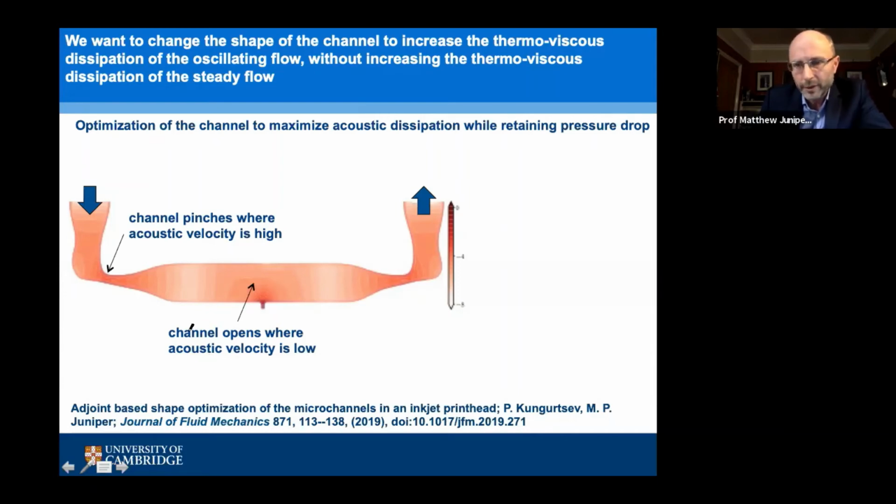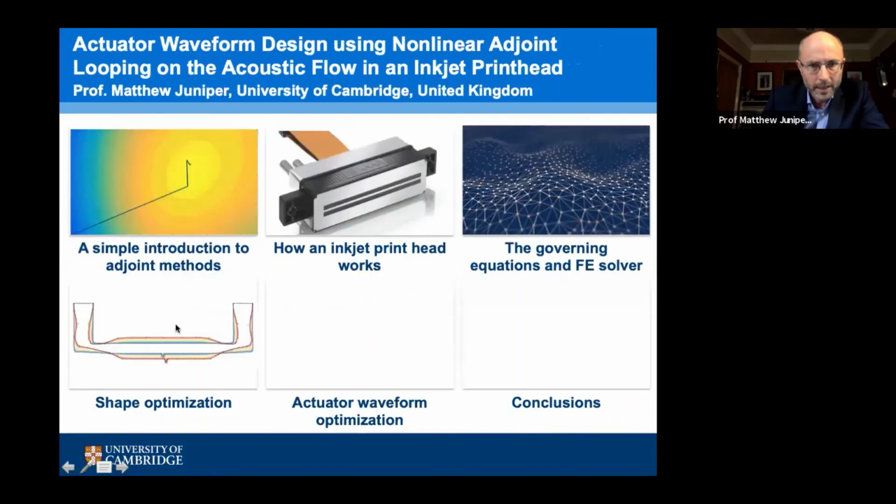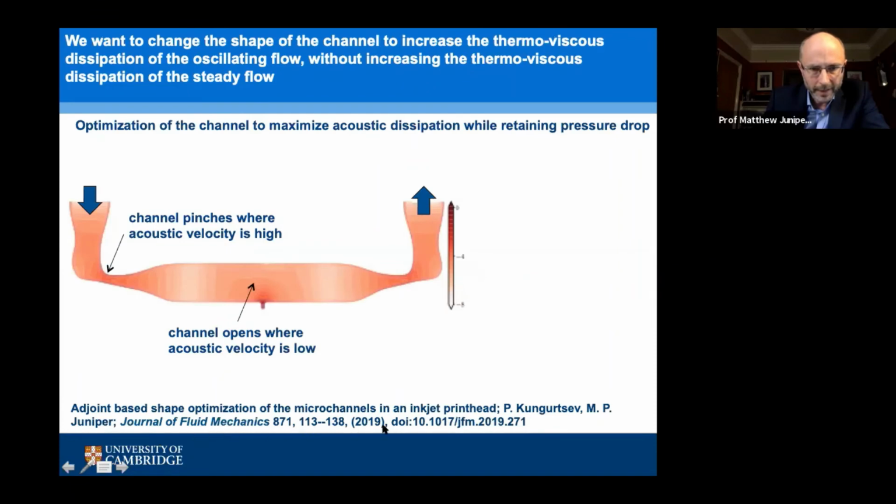Now, in a real inkjet printer, of course, there are many other constraints you need to add, many of them for manufacturing. How could you actually make these shapes? So there are many more things to add, but you can add those into the optimization algorithm afterwards. What we've really done here is sort of show that the adjoints are working and can be used in optimization in the absence of any other constraints. Okay, so that was a shape optimization. That's published, I should have said, it's in the Journal of Fluid Mechanics 2019.